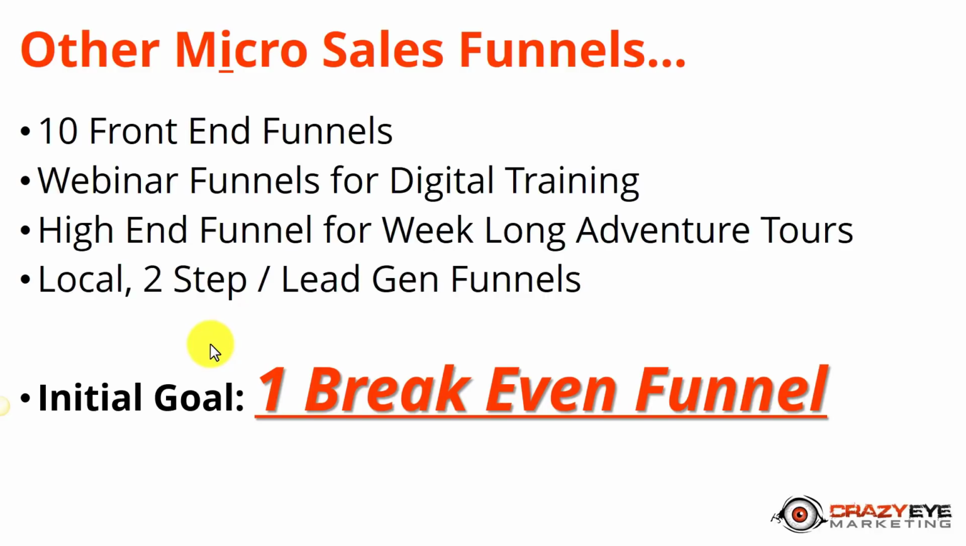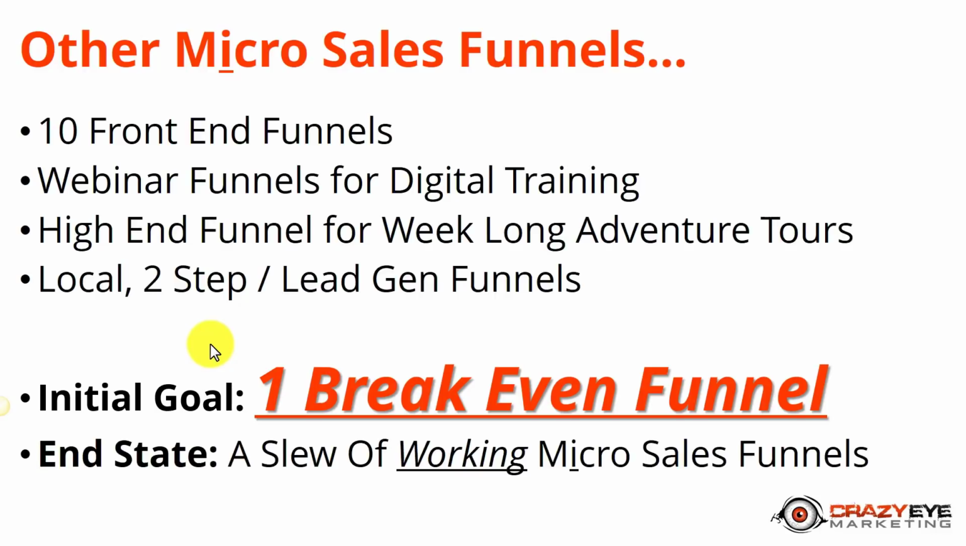But I do want you to remember the initial goal here, and that is to get one break-even funnel first. Don't go out there and build 10 crappy front-end funnels that don't convert, because that's not going to do you much good. Focus on getting one break-even funnel, and once you get that one, then you can build another break-even funnel, and another, and another, and another, with the desired end state to have a slew of working micro sales funnels. Keyword being working micro sales funnels. Again, don't build 10, 20, 30 random funnels that don't perform. Lock in that one, then build another one that works, then another one that works, and so on.